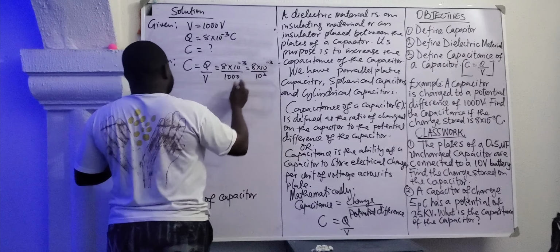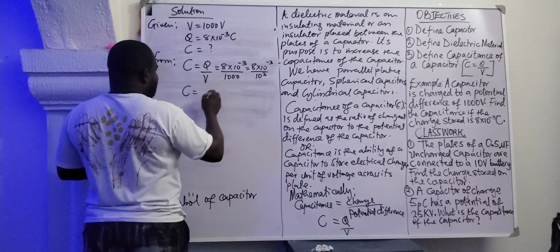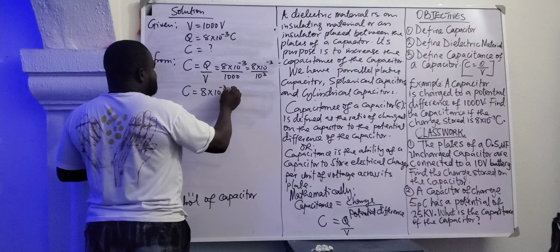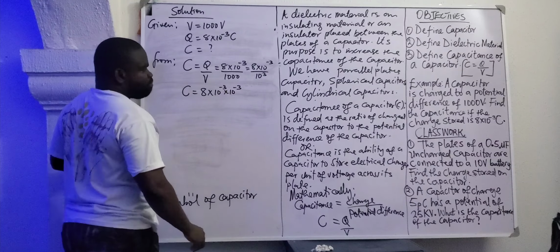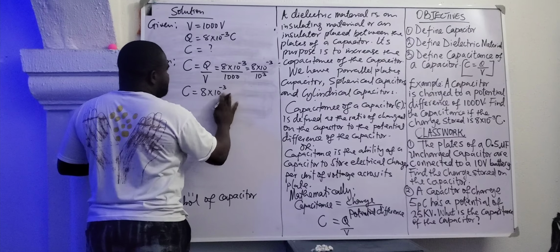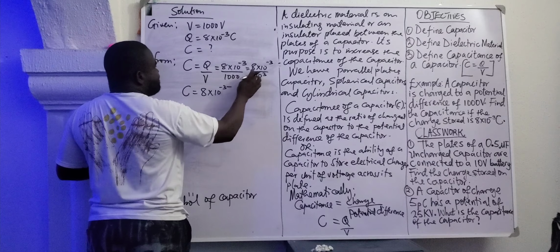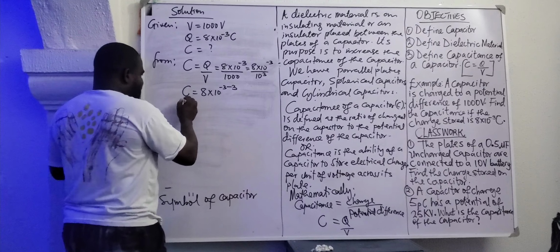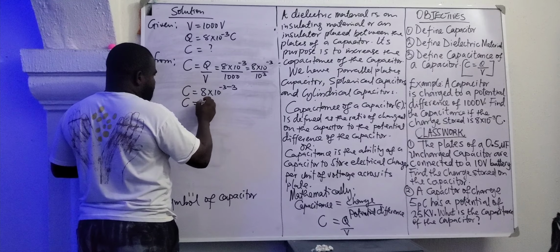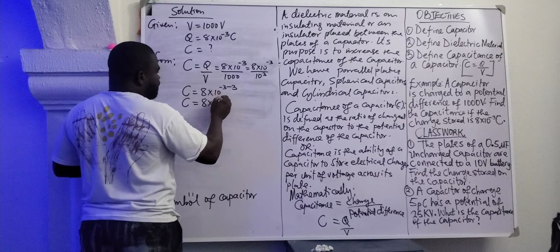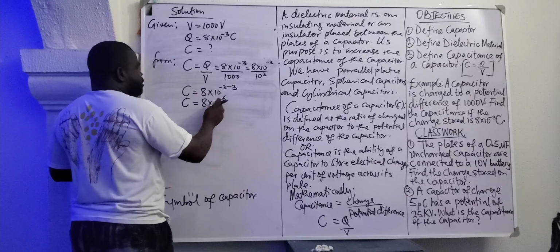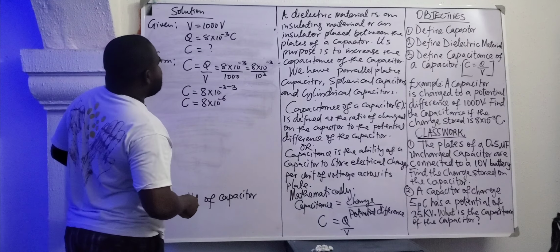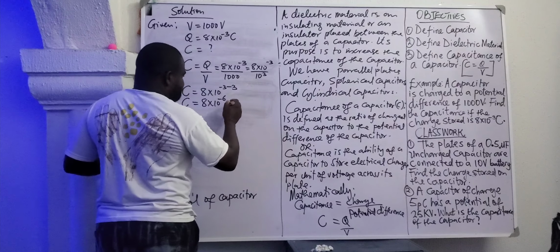This 10 raised to the power of 3 will go to the top to give us 10 raised to the power of minus 3. So we have 8 times 10 raised to the power of minus 3 and also times 10 raised to the power of what? Minus 3. Or I can write it this way: 10 raised to the power of minus 3 minus 3, this minus because of the division, then 3, the power of this 10. So that will give me capacitance C is equal to 8 times 10 raised to the power of minus 6. 10 raised to the power of minus 6 is a value for a particular submultiple unit. I will say that shortly.